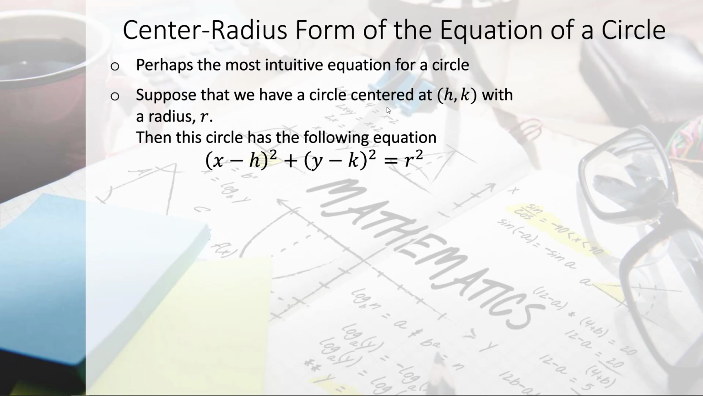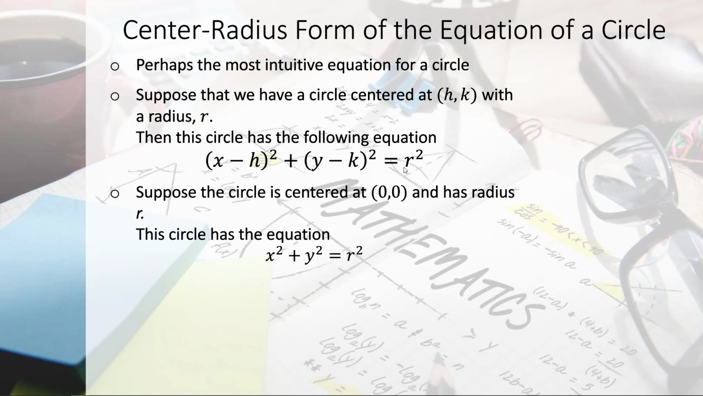Suppose that we have a circle which is centered at the point h comma k, where h is the x coordinate of the center and k is the y coordinate, and it has a radius r. Then this is the equation of the circle. Notice that it is a perfect square in terms of the x variable, plus another perfect square in terms of the y variable, and that is equal to the square of the radius.